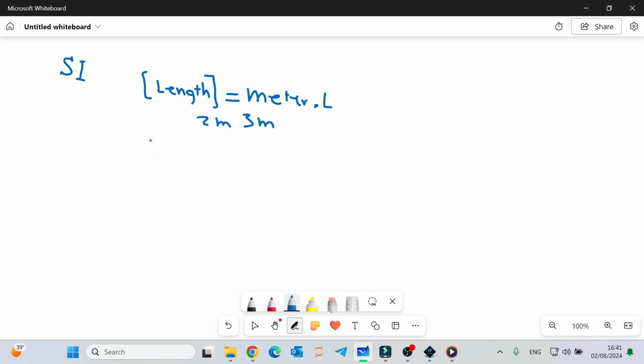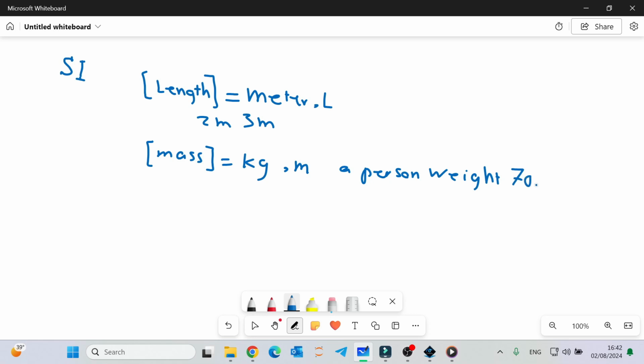The other quantity is mass, which is important in the future lessons, and in SI it is kilogram. Its dimension is kilogram, and I would show it with m in my equations. I would say, for example, a person's weight is actually 70 kilograms on average, let's say.